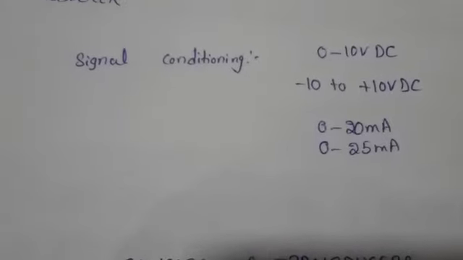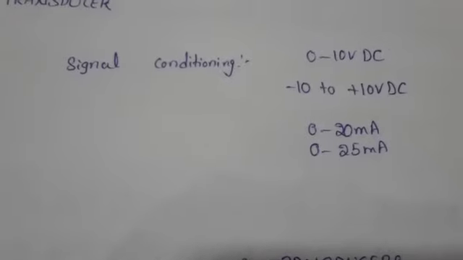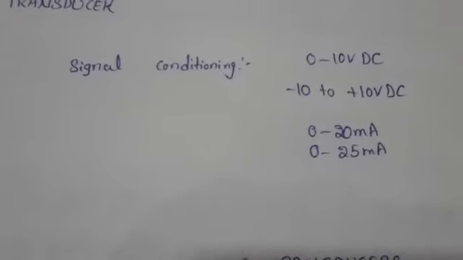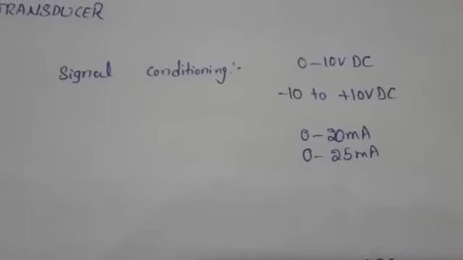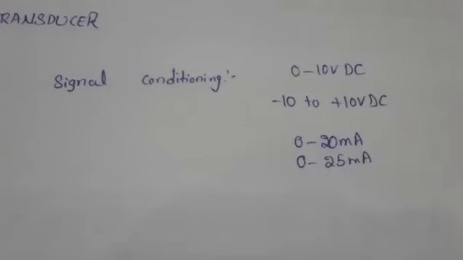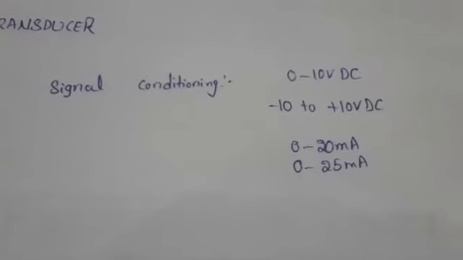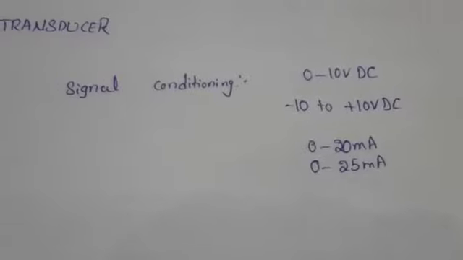Here the signal conditioning circuit is used to provide output in standard electrical form, that is 0 to 10 volts DC, minus 10 to plus 10 volts DC, or 0 to 20 milliamps and 0 to 25 milliamps. That can be either voltage or current.